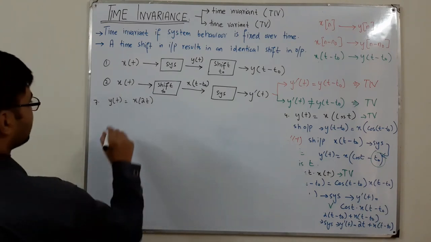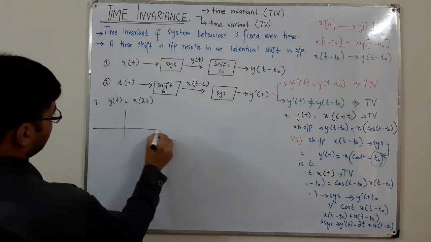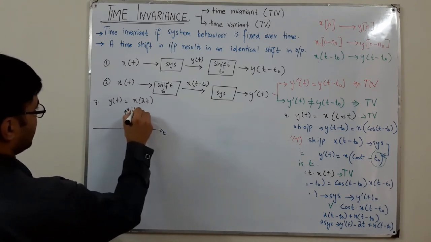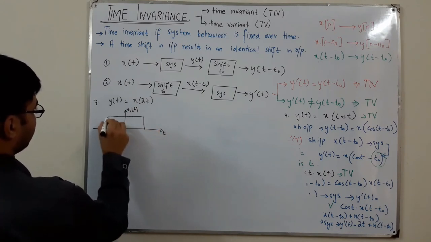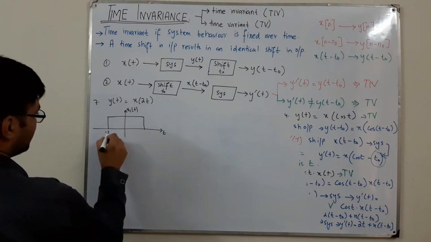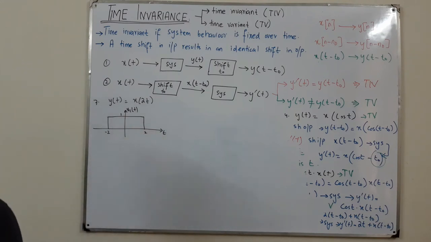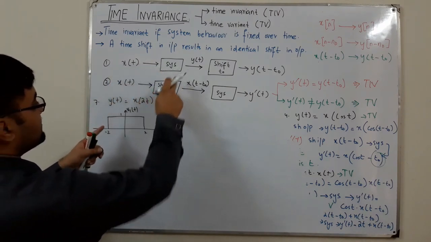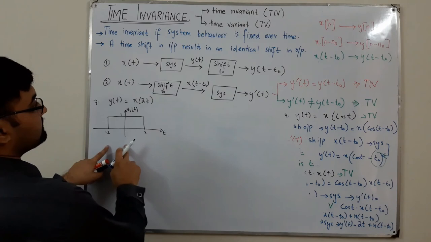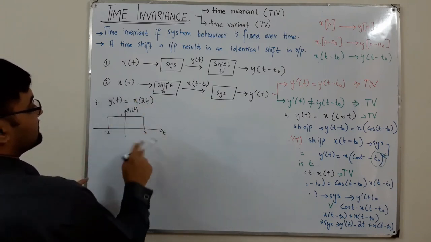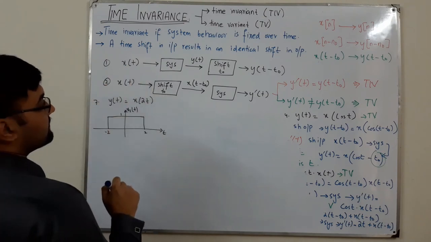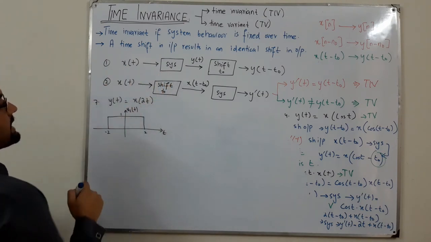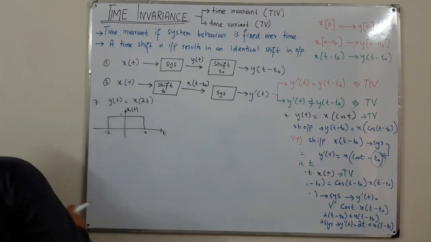So x1 of t is given. This is t. This is x1 of t. The graph is like this. It's between minus 2 and plus 2. This is 1. So again, you have the same phenomena. X1 of t, they have taken as the original signal, right? So what you do is, you have your x of t, you have the system, you have y of t. Let's say this is x1 of t. If I provide it to the system, which is x of 2t, this would compress the signal, so it would come between 1 and minus 1.